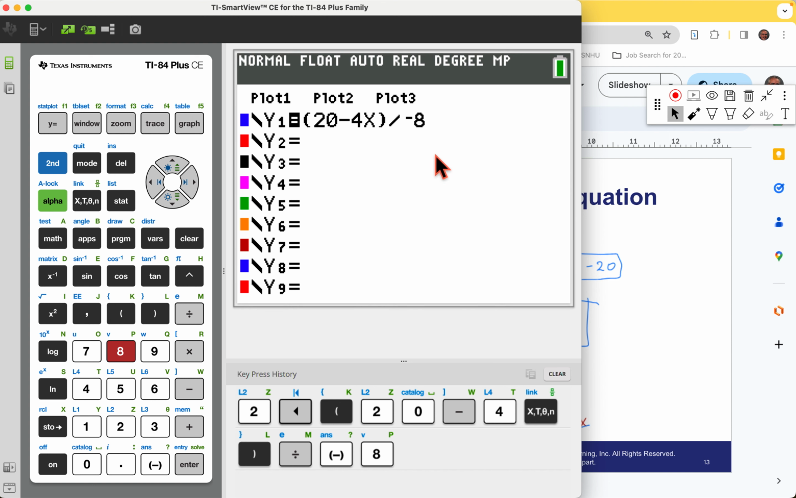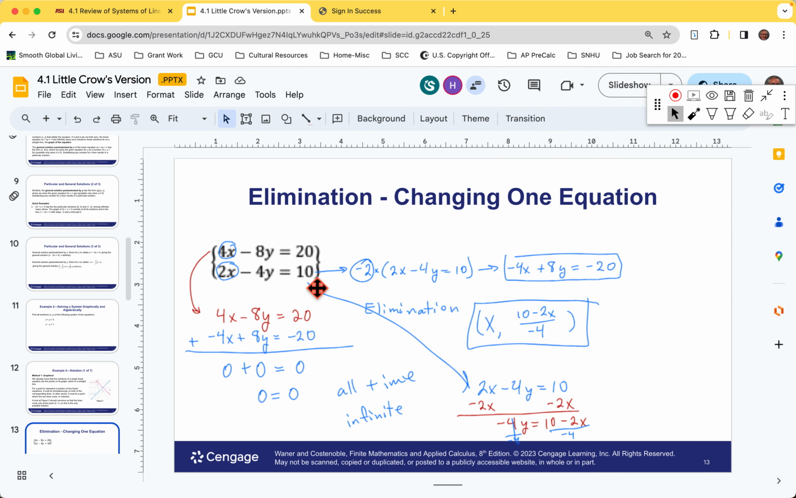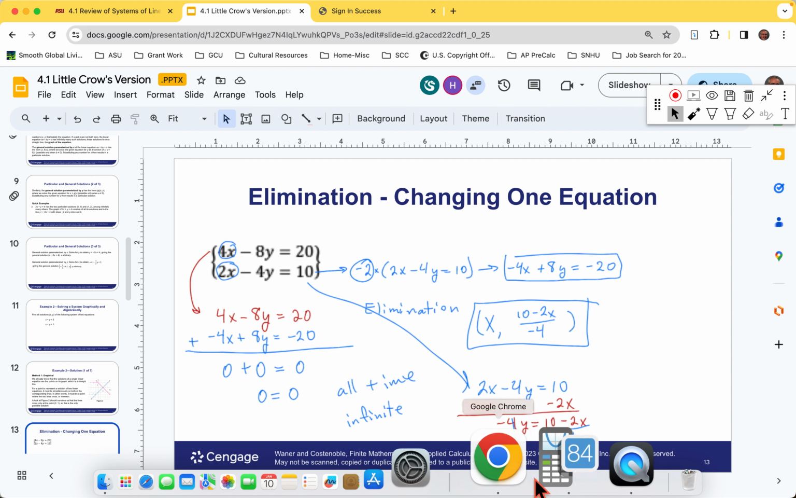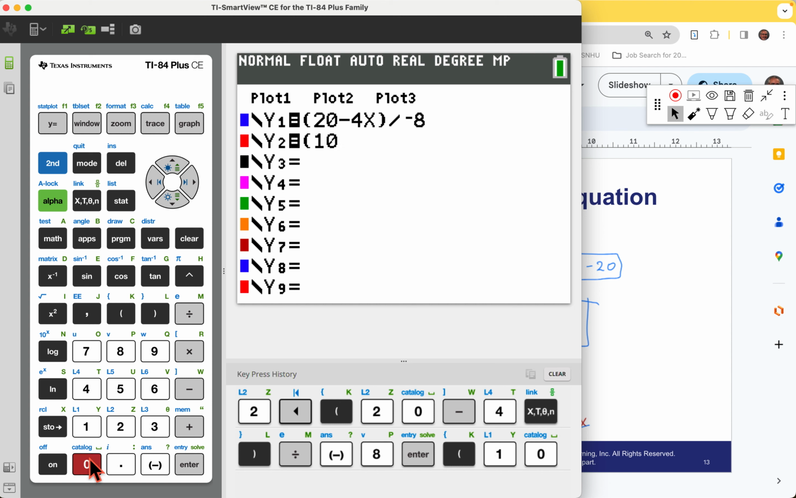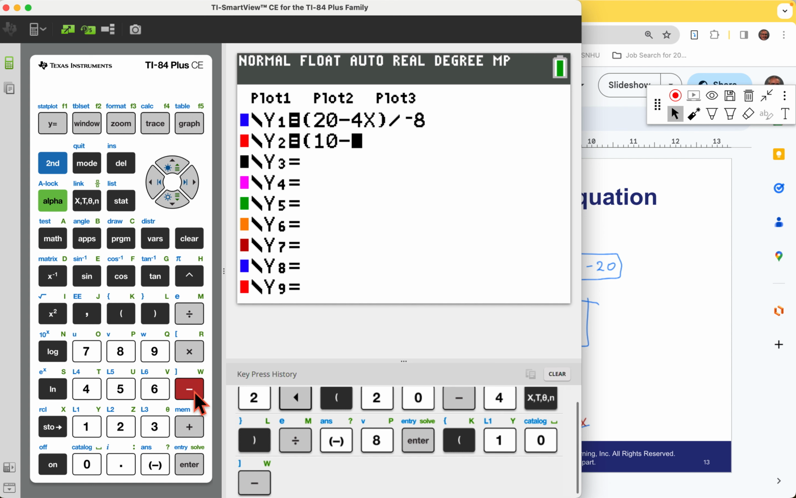So I can write this, and this is how it's going to graph it. When I put in the other one, notice I have 10. I'm going to bring the 2x over, so it's 10 minus 2x divided by negative 4. So again, I put my parentheses. 10 is already on the right-hand side. We subtract over the 2x, and then we would have to divide by the number in front of the y, which is negative 4.